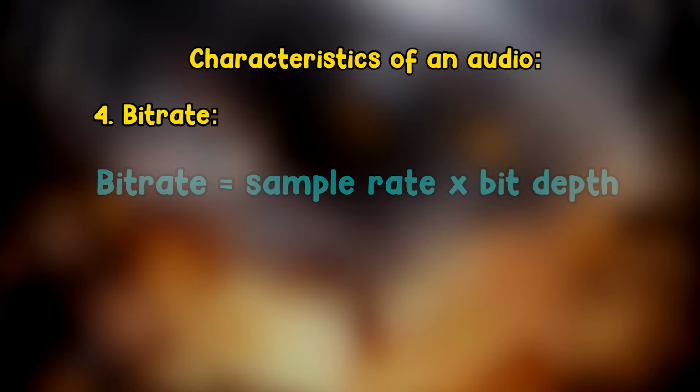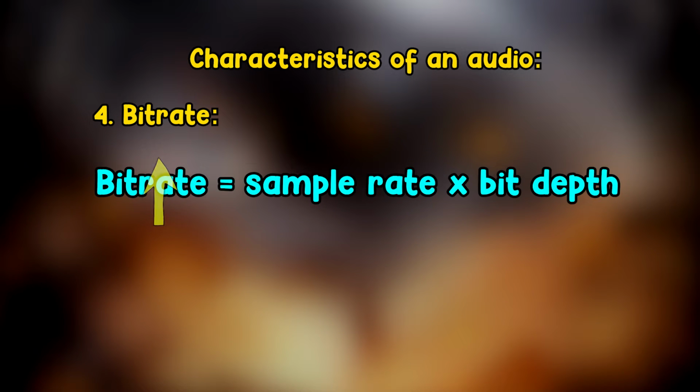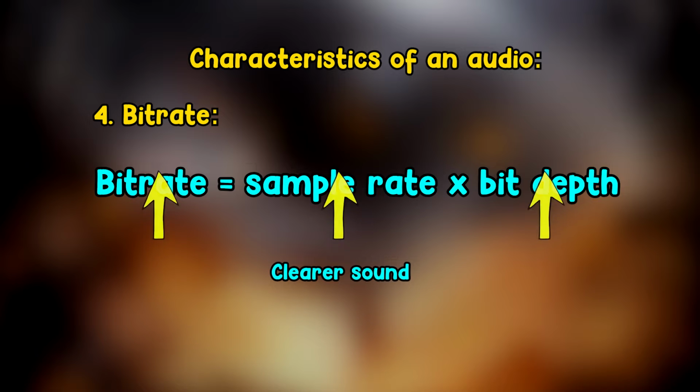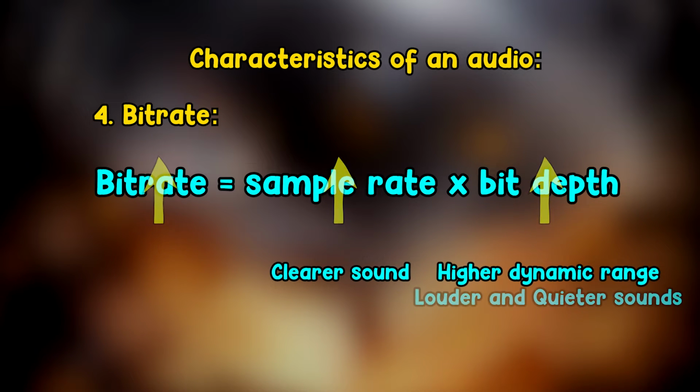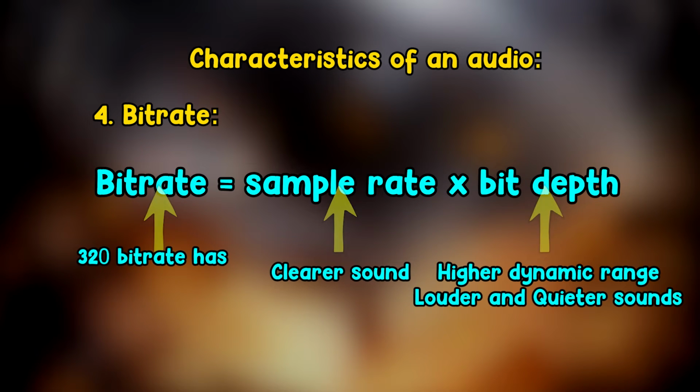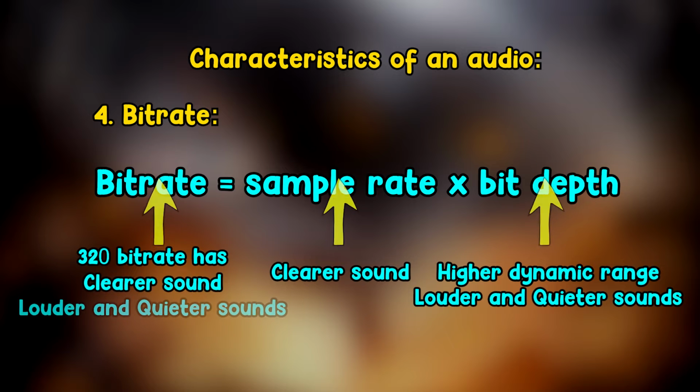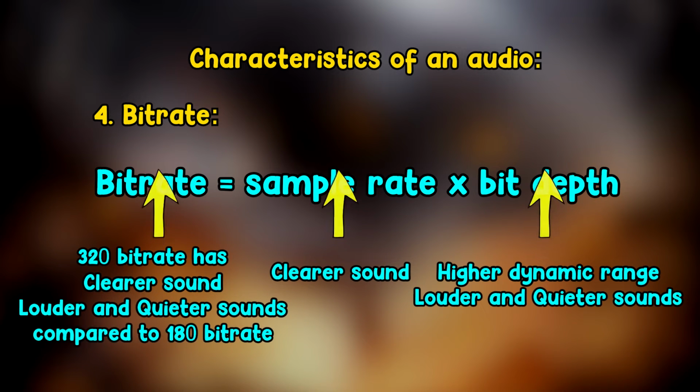By looking at the formula, you can see that to have a higher bitrate, we have to have a higher bit depth and higher sample rate. You know that having a higher sample rate makes your sound clearer, and having a high bit depth will increase the dynamic range, so you can have louder and quieter sounds, and that's why a bitrate like 320 is clearer and louder than a bitrate like 180.